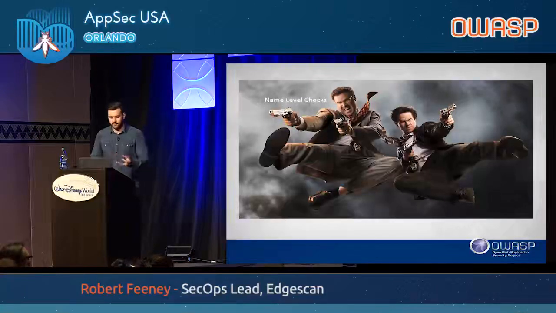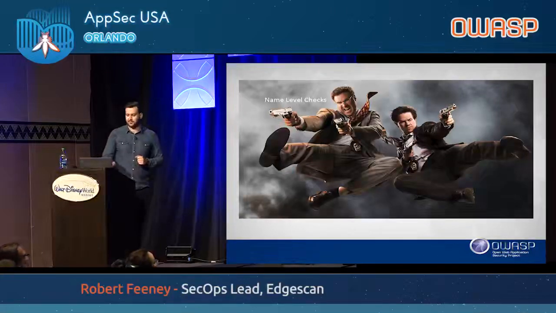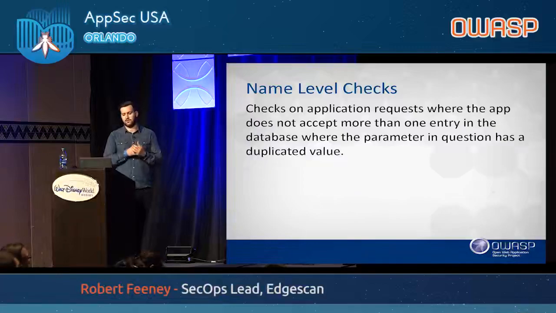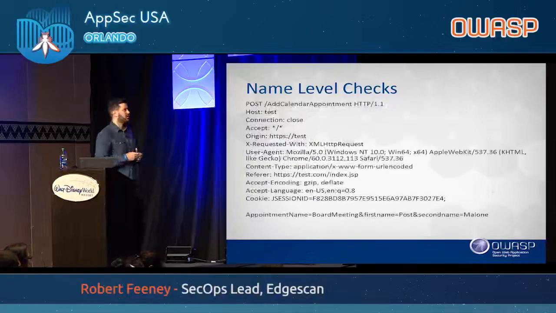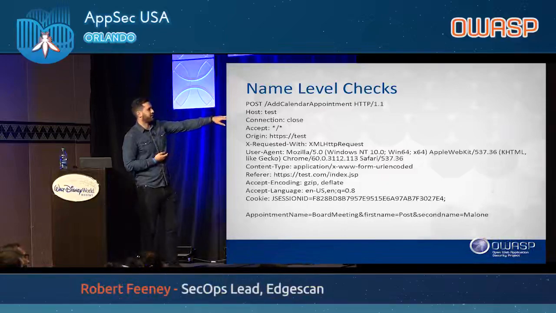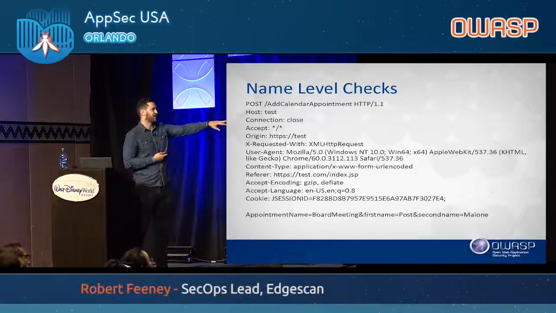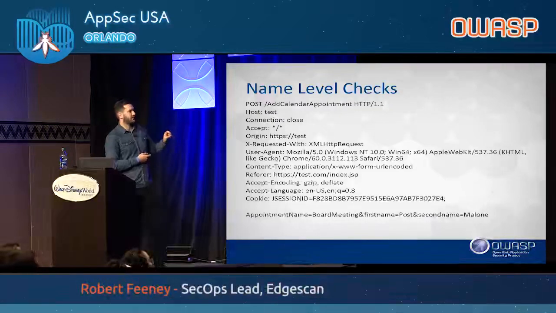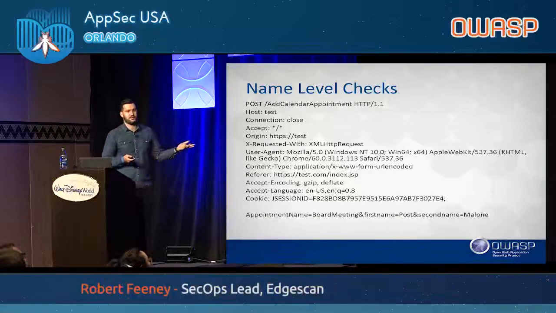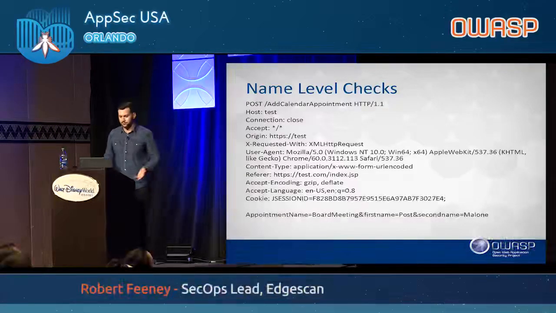Finally, we have the other guys. One of them is a name level check. And this is something that I've seen recently. So a name level check is a check on an application request where the app does not accept more than one entry in the database where the parameter in question has a duplicated value. So if we look at the request above here, you'll see on the bottom line, there are 3 different parameters: appointment name, first name, and second name. So the application will not accept an appointment name that has already been added to the database. So it just won't allow duplicates because it doesn't want any appointments with the same name.